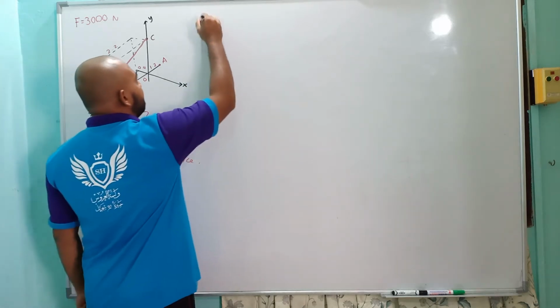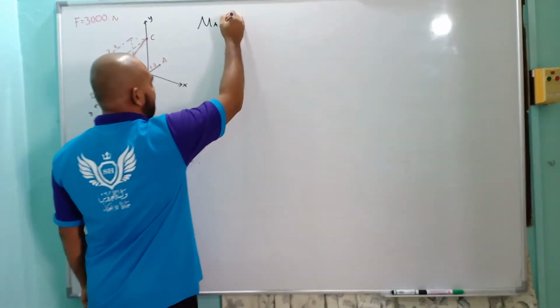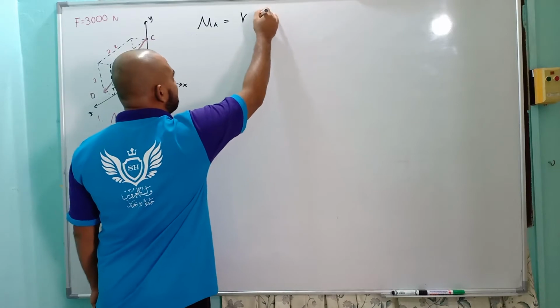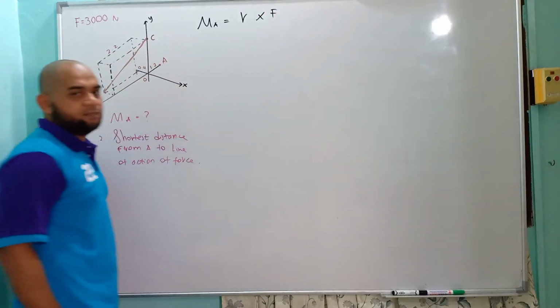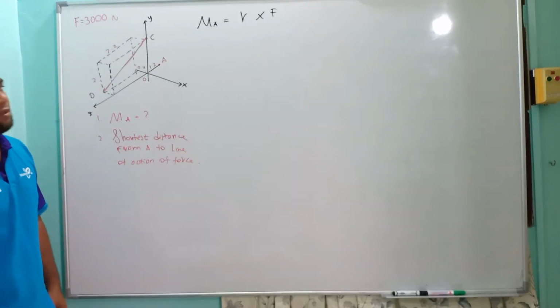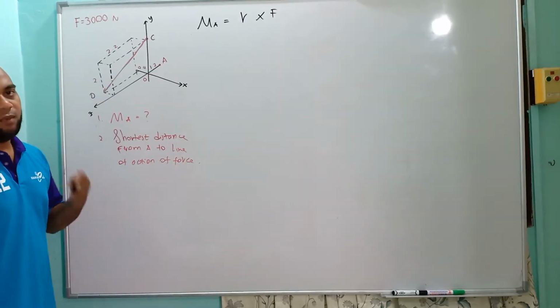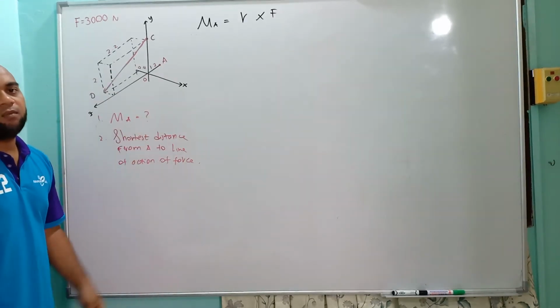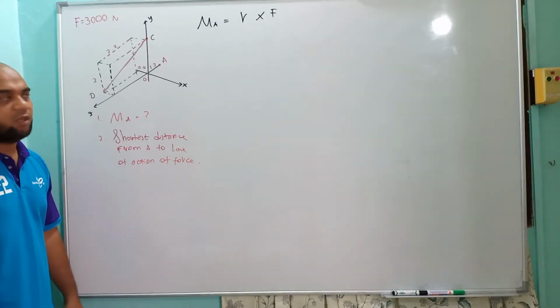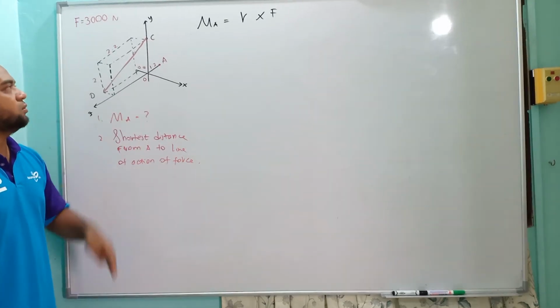We know that the moment about A equals R cross F. So for R cross F, we need to do it one by one. What is R in terms of I, J, K? What is the force F in terms of I, J, K? First, we go to the force.